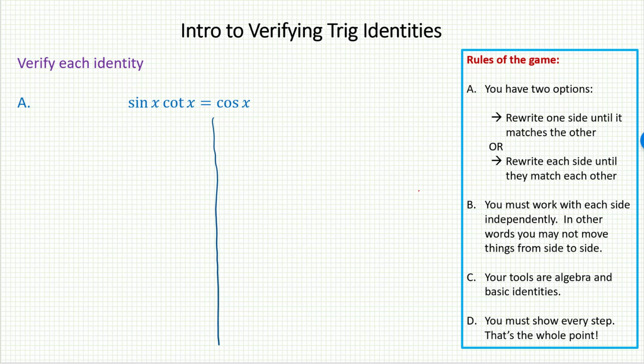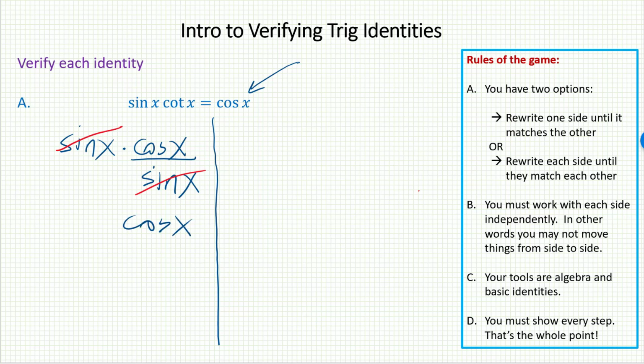Okay, let's take a look at this example problem. I'm looking at the two sides. I can't really think of anything that I can do with cosine x. I think I'll just leave that alone. Sine x cotangent x, can I simplify that in some way? Well, let's see. Cotangent x, quotient identity, is the same as cosine x over sine x. Aha, and then the sine x's here cancel, and so I'm left with just cosine x.